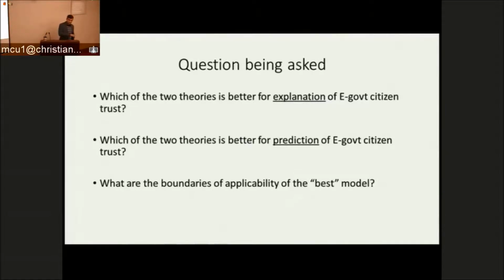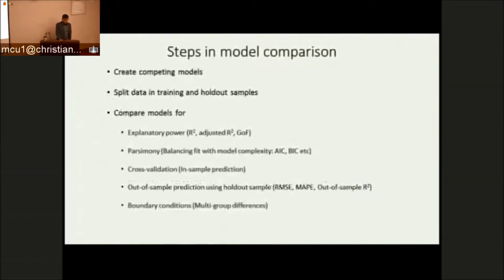Where does it work stronger? Where does it work weaker? Okay? So that is the question that this study asks.